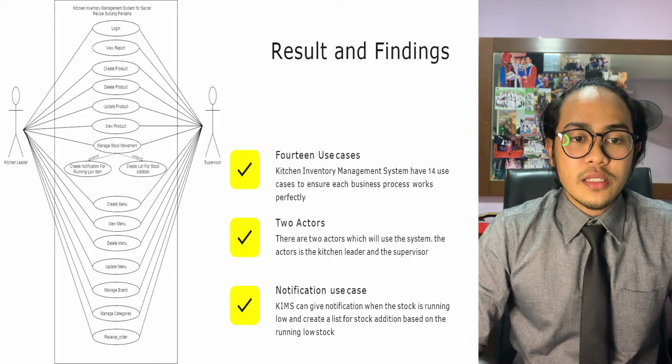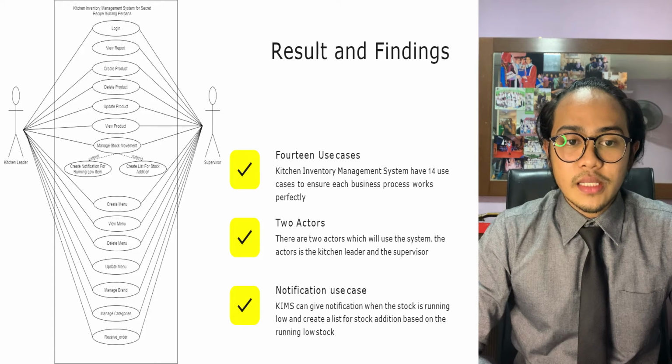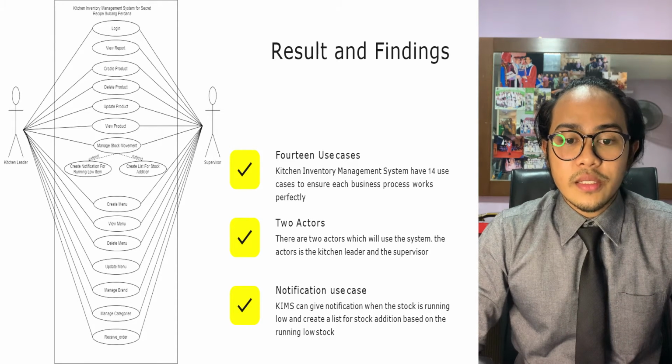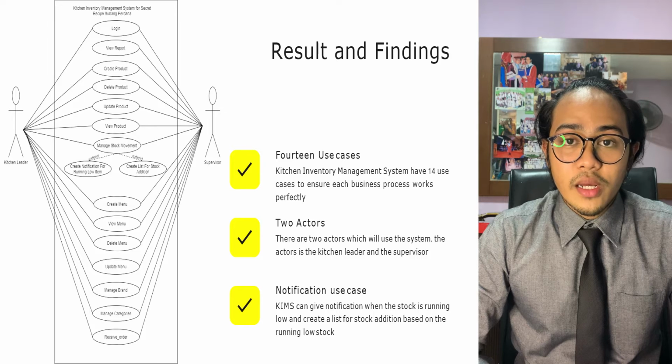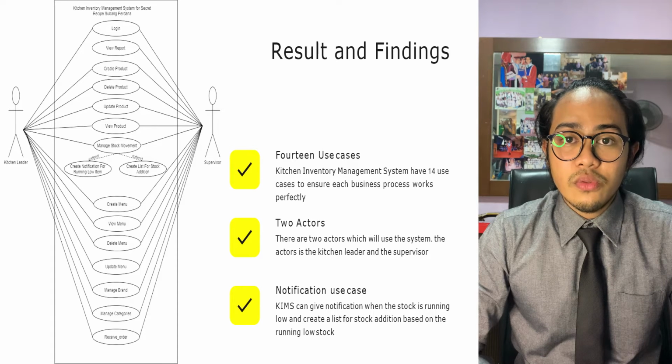As we can see, this is the use case diagram for the kitchen inventory management system for Secret Recipe Subang Perdana. There are 14 use cases with 2 actors, which are the kitchen leader and the supervisor. The kitchen leader can log in to the system, and so can the supervisor. The supervisor can view the report. The kitchen leader and supervisor can create product, delete product, update product, view product and manage stock movement. They also can create menu, view menu, delete menu, update menu, manage brand, manage categories and receive order.